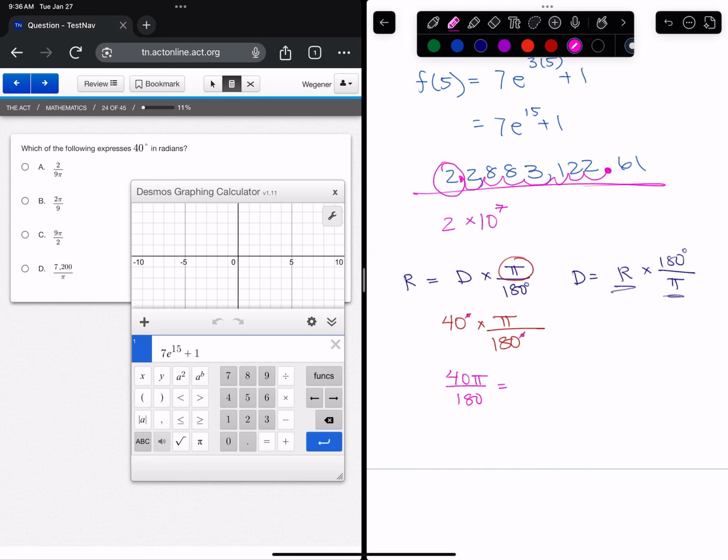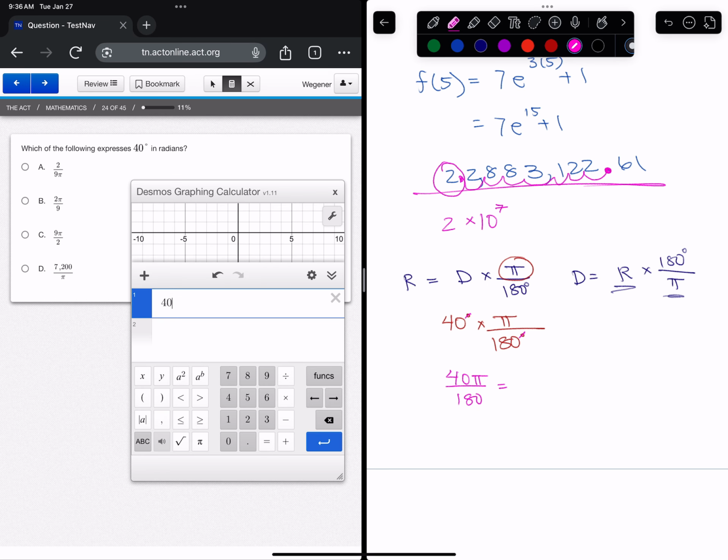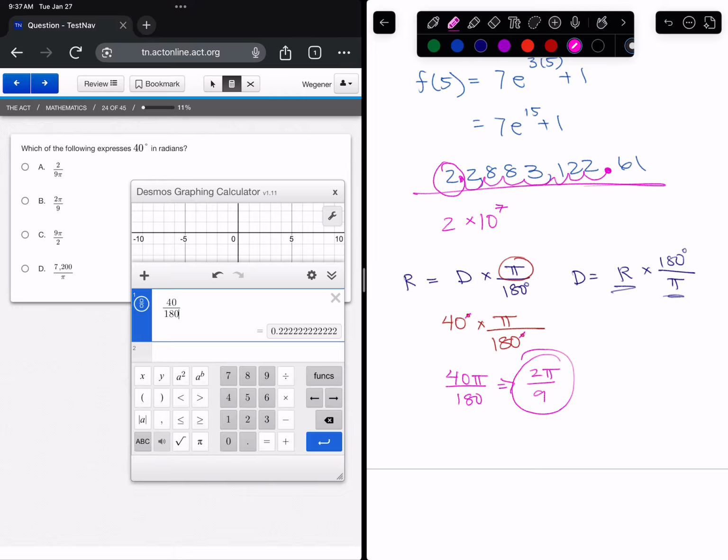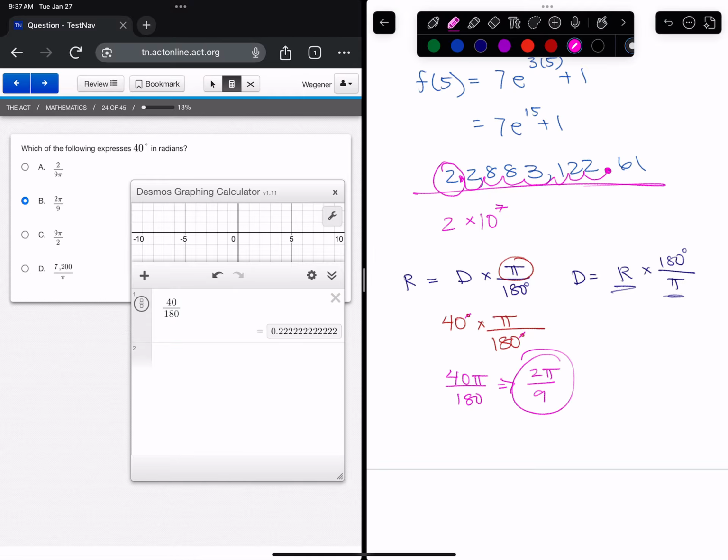It looks like they simplified it here, so we're just going to go ahead and quickly put that into our calculator. So 40 divided by 180 is 0.22222. Okay, that's not helping us. So we're going to have to simplify this the old-fashioned way. So this is 2 over 9, and then the pi is in the numerator. All right, so that's my answer. It is B, okay, for number 24.